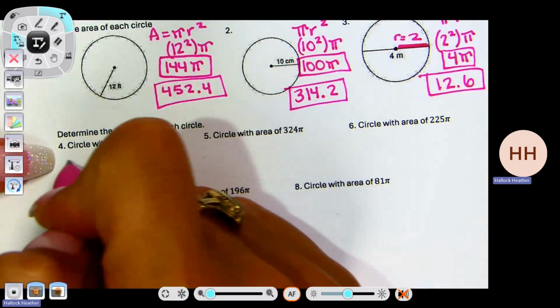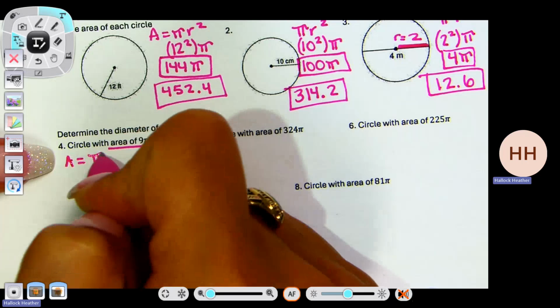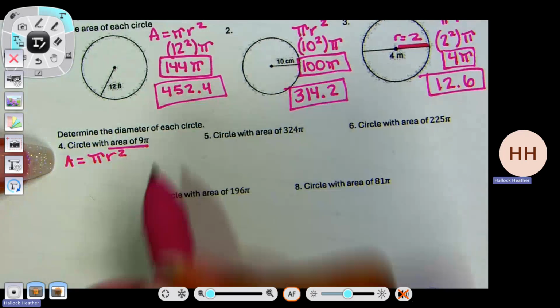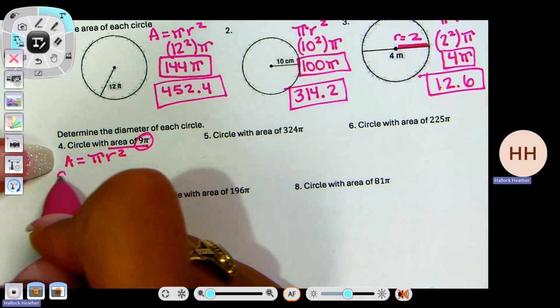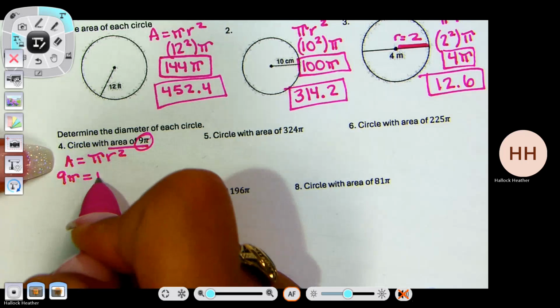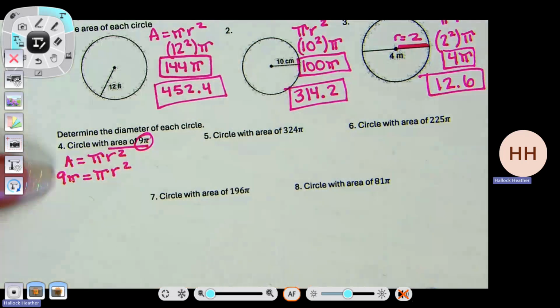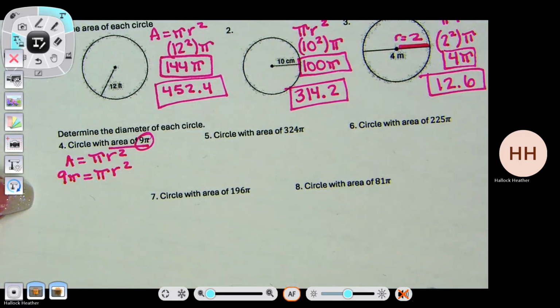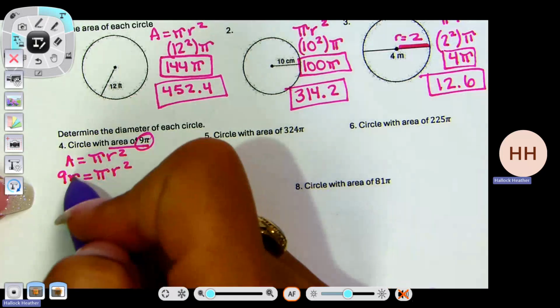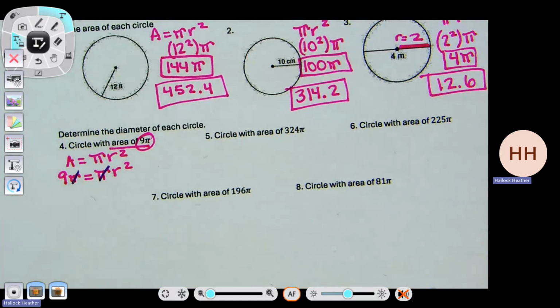Okay, so area is pi r squared. I know the area. The area is 9 pi, so I'm going to sub that in. What's on both sides that can just cancel out automatically? Pi. So pi cancels out because it's on both sides, and I have 9 equals r squared.